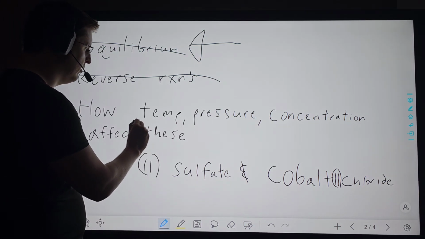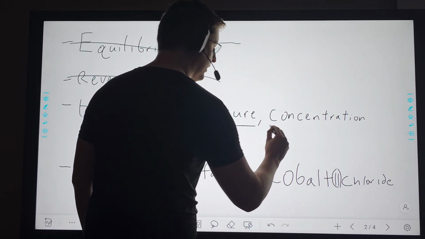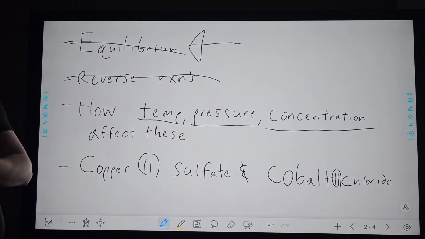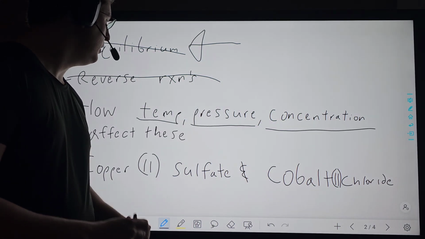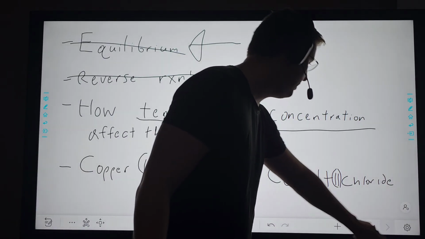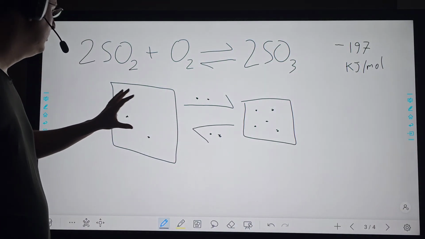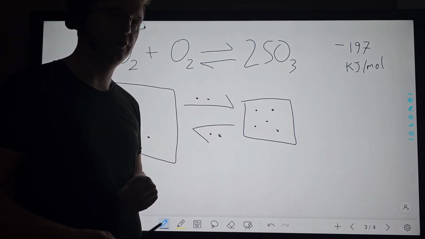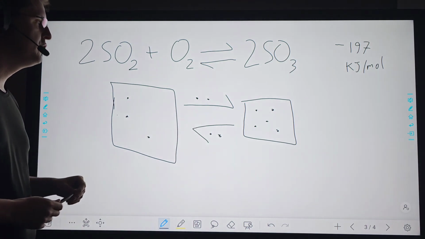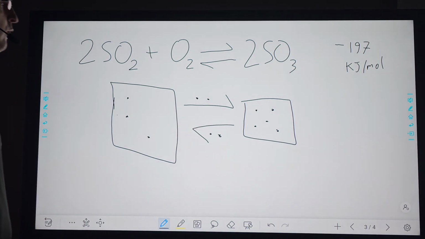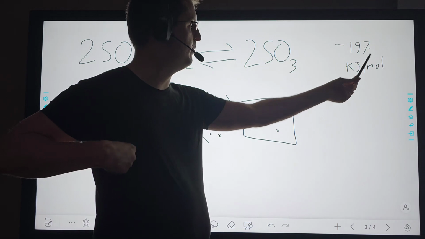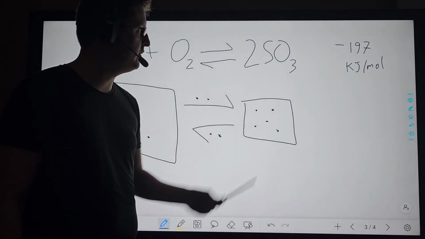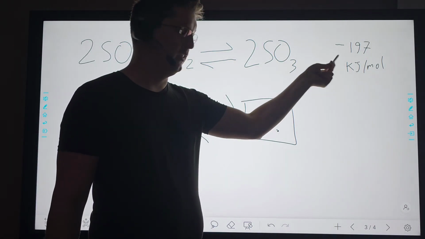Next, I want to talk about how temperature, pressure, and concentration can affect equilibrium. So basically, remember how I was saying the position of equilibrium is whichever side is favored in the reaction? Well, we can actually change that. Some of you might have noticed that I wrote this little number over here. That number indicates this forward reaction has a net release of energy.